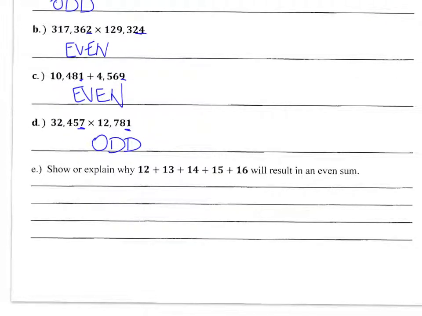So for this, we want to explain why it has an even sum. Because look, I've got an even number, and an even number, and an even number, and an odd, and an odd. So I know that these two together will be even, and these two together will be even. So if I add them together, that's even plus even, which is even. And then we add in this last guy, which is another even number, so we'll get even.